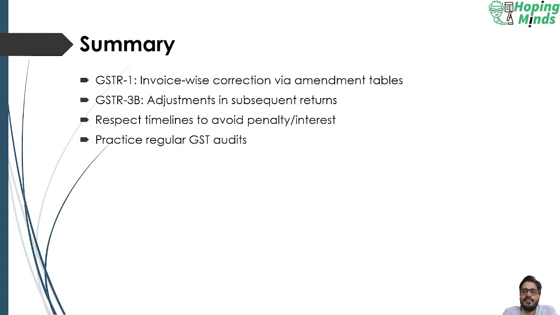So to summarize, amendments in GSTR-1 are allowed invoice wise and through table 9A, 9B and 9C. Then GSTR-3B doesn't allow direct rectification. We have to adjust in the next GSTR-3B return. Then timely reconciliation with books and GSTR-2B is a crucial aspect, and we have to avoid errors through validation, automation and regular audits. So rectification is our right, but only within the stipulated time limits.